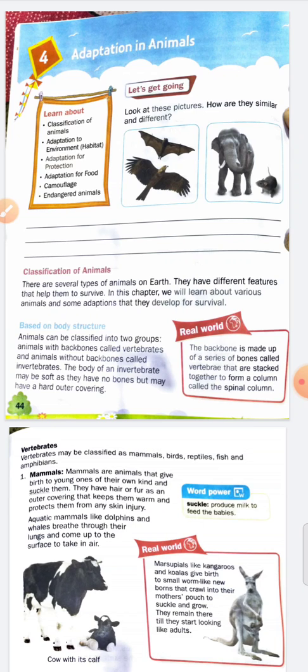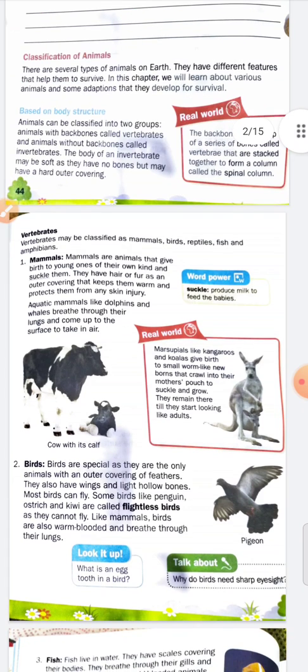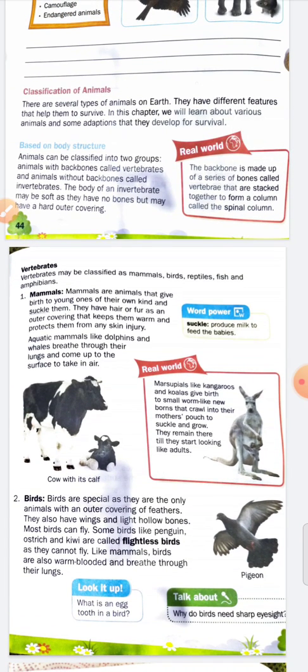So student, there are several types of animals on the earth. They have different features that help them to survive. In this chapter we will learn about various animals and some adaptations that they develop for survival. First we will discuss, student, based on the body structure. We can classify the animals on the basis of the presence of backbone, or you can say spinal cord. When you touch your back, you can feel there is a backbone here. This is the spinal cord.